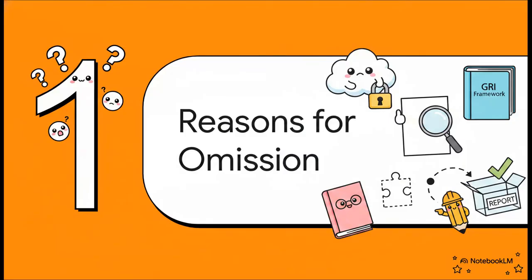All right, so let's get into the nuts and bolts of this. You've hit a point where you just can't report something. What now? Well, you can't just leave a blank space and whistle, hoping nobody notices. GRI gives you a really clear and pretty strict framework for how to handle this. Omissions are definitely not encouraged, but GRI is realistic. They know this stuff happens. The key is how you deal with it.